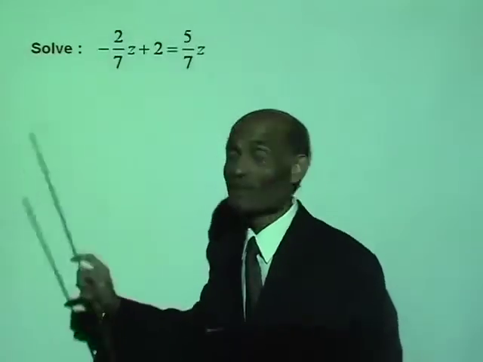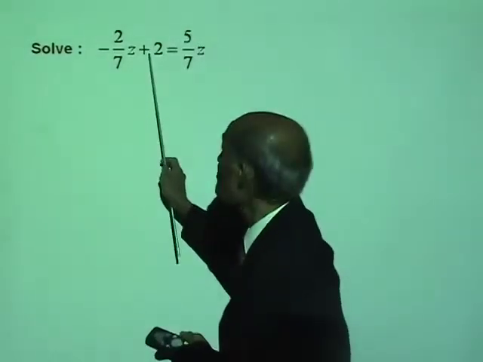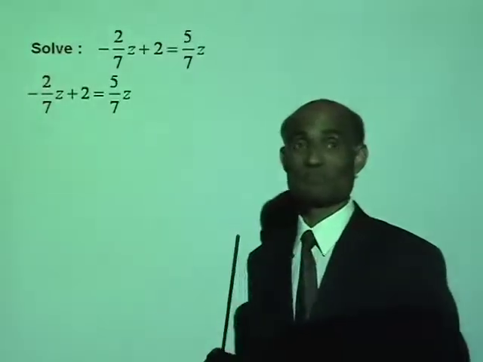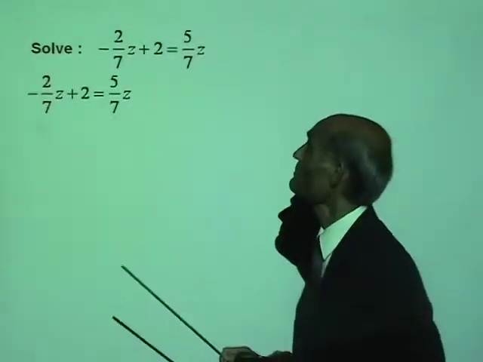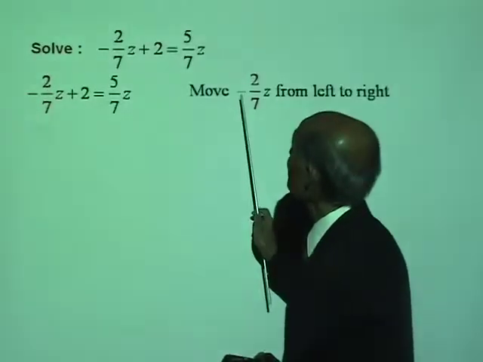Is that right? Then the positive 2 on the left has to move to the right. It will become a negative 2. Alright, this is our equation. So, what do we need to do? Move.